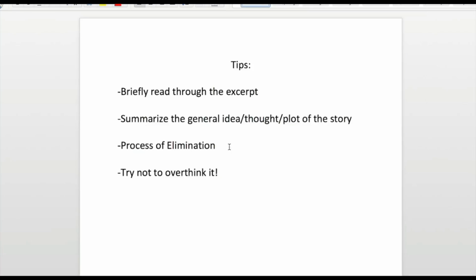And finally, try not to overthink it. If you have 2 answers that both seem pretty likely, which we had occur a few times in the section that we just went through, always go with the answer that's directly supported by the passage. If it's not directly supported by the passage, that's not your answer.